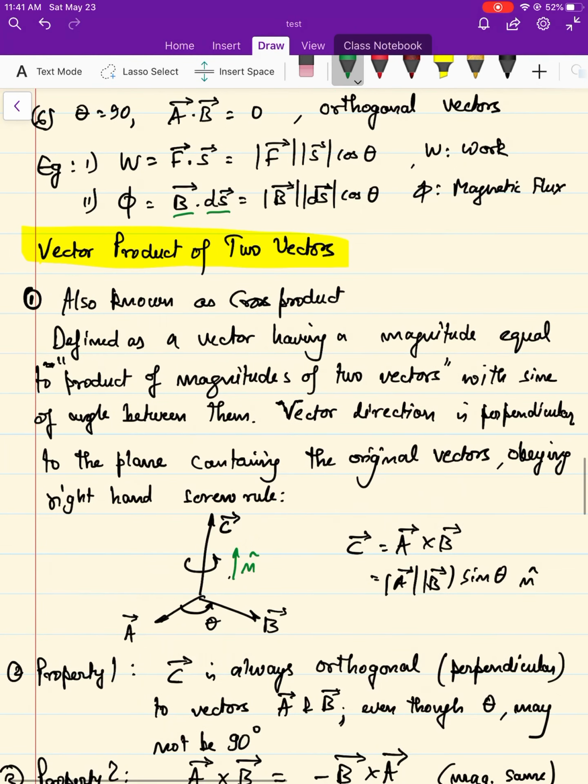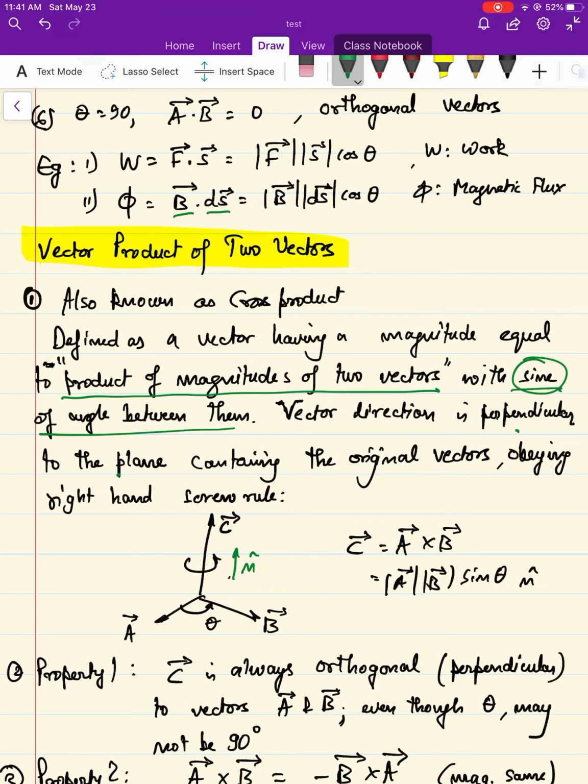Right. So now that we talked about the scalar product of two vectors, we go into another aspect which is totally different from the scalar product, and this is known as the vector product of two vectors, which yields a vector with magnitude as well as a direction. It is defined as the product of the magnitudes of two vectors with the sine of the angle, and that is very important, the sine of the angle between them. The vector direction is perpendicular to the plane containing the original vectors.